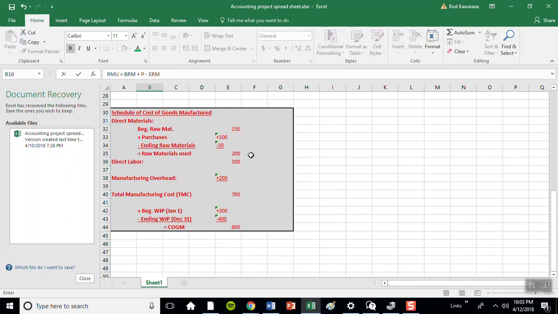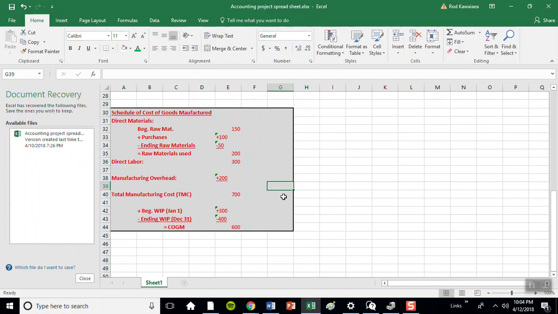The first thing we're going to do is our direct materials, and we start off with our beginning raw materials, which say we had $150 worth of raw materials at the beginning, and we purchased another $100 of raw materials. Add those up, we have $250, but we're left at the end of the period with $50 of raw materials, which means raw materials used is, here we go, 200.